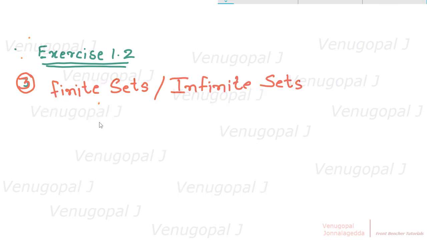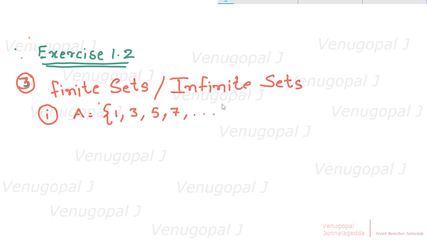Okay, now let's understand exercise 1.1, the third question: classify the following sets into finite or infinite sets. So let's attempt the first question in this sub question of exercise 1.2. Now the set A is equal to 1, 3, 5, 7, dot dot dot.